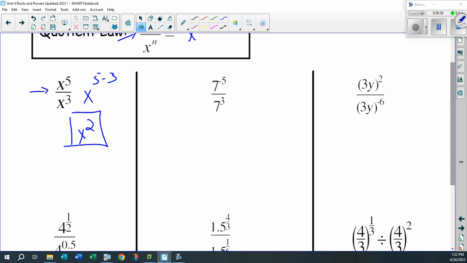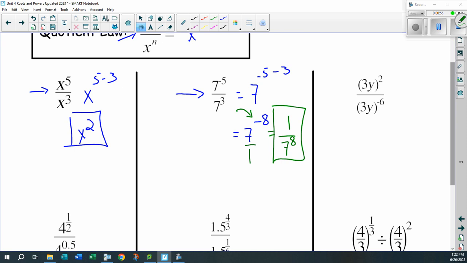Ooh, tough. Look at this one. Okay, again, subtract the exponents. This would be 7 to the negative 5 minus 3, which actually gives you 7 to the minus 8. Now, remember, we don't like negative exponents. So, flip it, change the sign. 1 over 7 to the 8. Unless it says evaluate, which it doesn't here, just leave it as an exponent, 1 over 7 to the 8, because 7 to the 8 is a huge, huge number, okay?